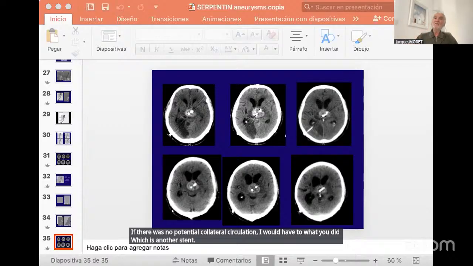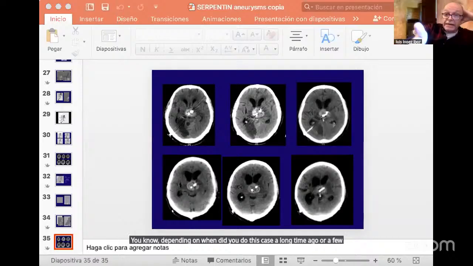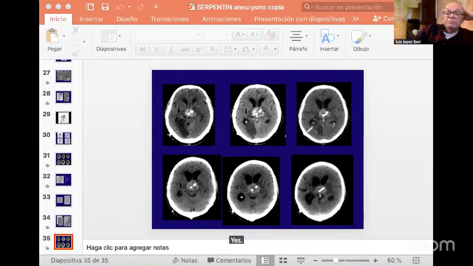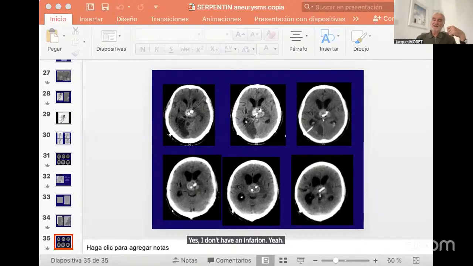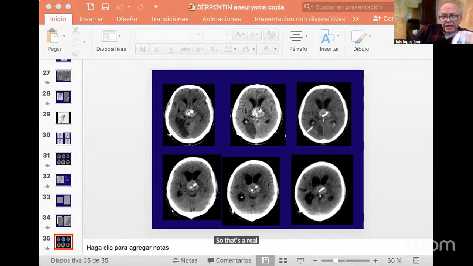But if there was no potential collateral circulation, I would have done what you did, which is another stent. Depending on when you did this case, a long time ago, a few years ago? Yes, a few years ago, the regimen of only the balloon, only the coil. Yes. So that's a real concern. I agree with you.